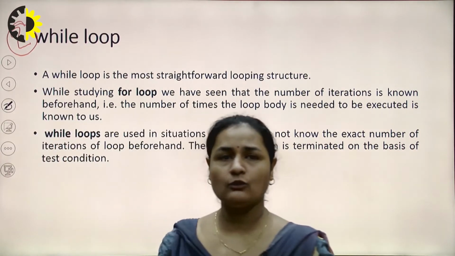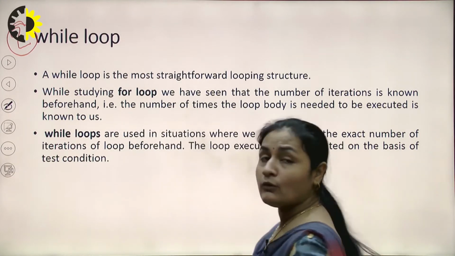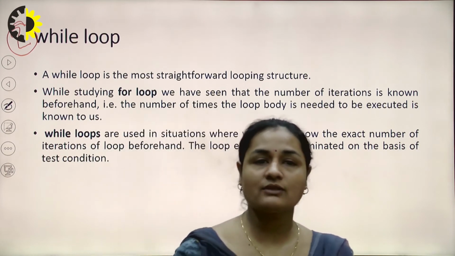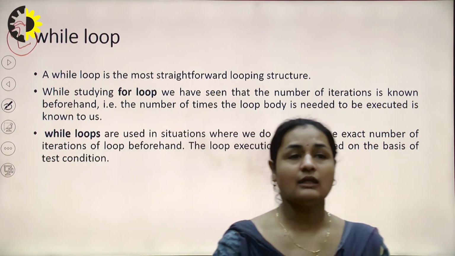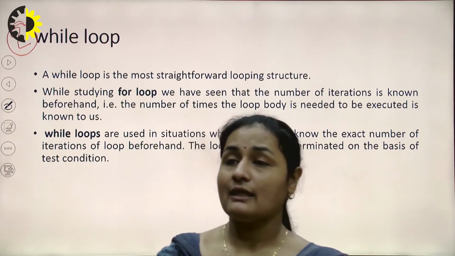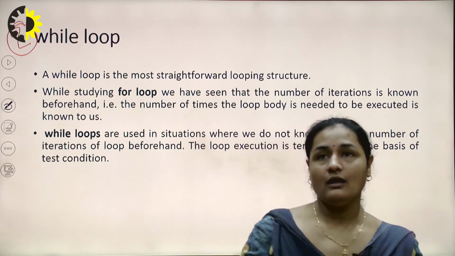Second one is the while loop. It is also known as the entry control loop. A while loop is the most straightforward looping structure. While studying the for loop, we have seen that the number of iterations is known beforehand. In the for loop, we already know how many times we want to execute the loop.